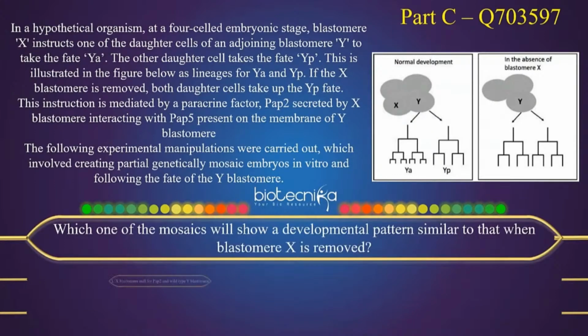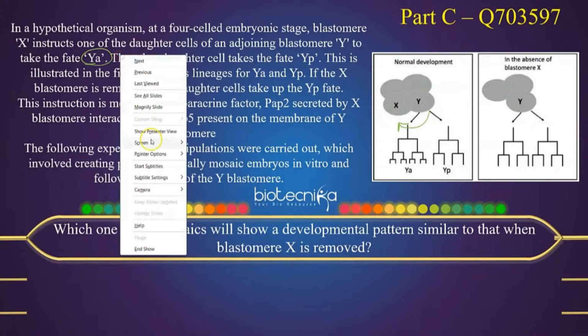In a hypothetical organism, at a 4-cell embryonic stage. Now if anyone realizes, this is nothing but a combination of the C. elegans development. Anyways, we will not compare it with C. elegans, let's solve it individually. At a 4-cell embryonic stage, blastomere X instructs one of the daughter cells of an adjoining blastomere Y. So X instructs the Y to take the fate YA.